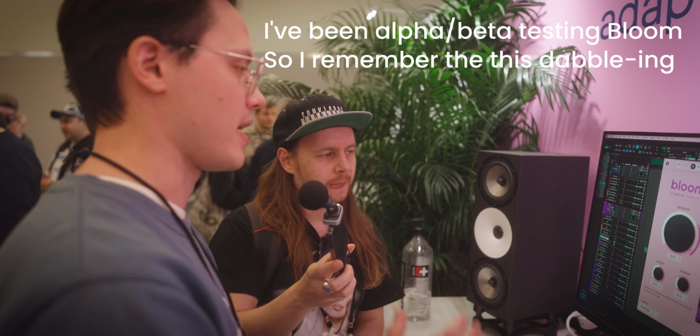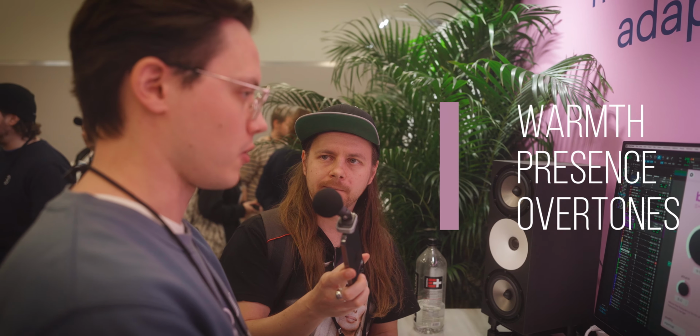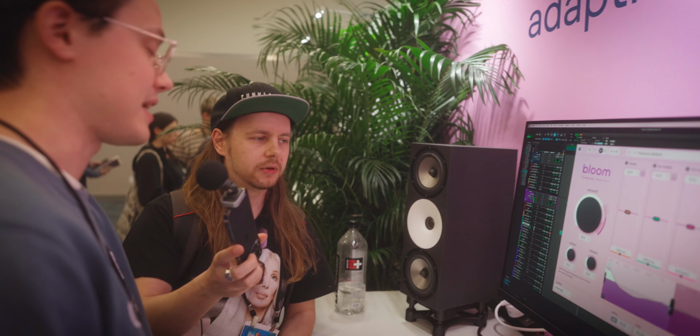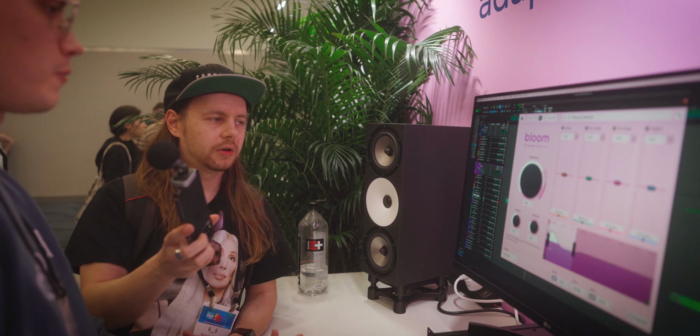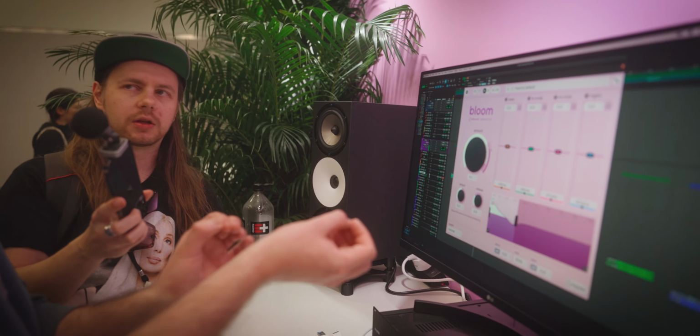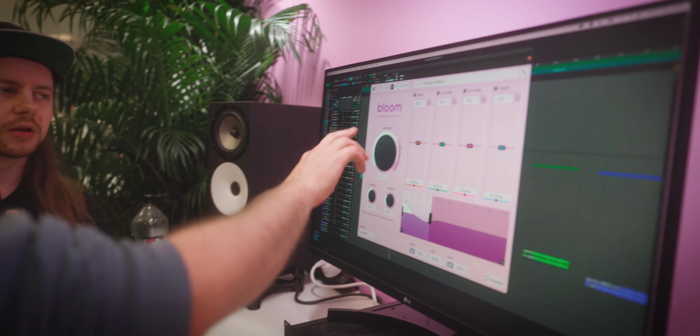we understood that one of the main reasons we made Bloom was three questions: what is warmth, what is presence, and how do we get overtones from a signal without introducing more overtones? And so there's no saturation happening, and there's no distortion being made. So I guess that's also why it sounds so different when you're pushing it in the low end, with this frequency-dependent compression that it's doing when it's in squash mode.